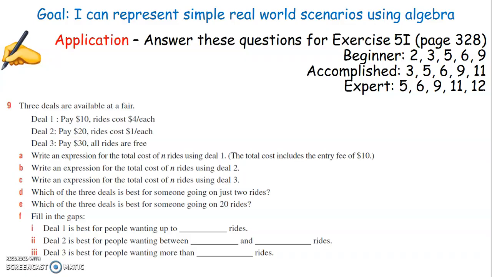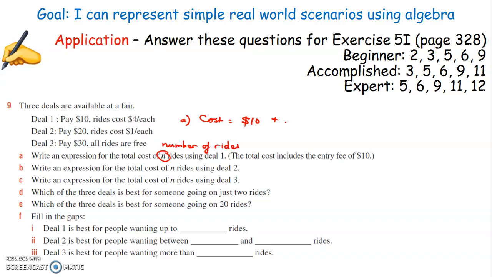Okay. So for A here, okay, so the cost, this cost includes an entry fee of $10, right? So, you have to pay $10 to get inside, okay? And then if you go on rides, then each of the rides will cost you $4. Now here, they give us the letter n to use for the number of rides that you are going on, right?